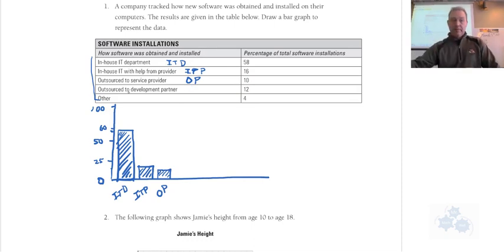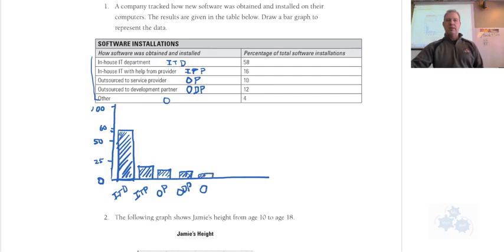And, sorry, what is this? Outsourced to development partner, ODP. And what's that one? 12. So it's going to be a little less than this 16 here. Okay, and then other, so let's just say O, other, is going to be 4. So again, it's getting kind of tough to properly represent a small percentage like 4 out of 100. That's pretty hard. But I guess we can kind of see the relative percentages of each of these categories.